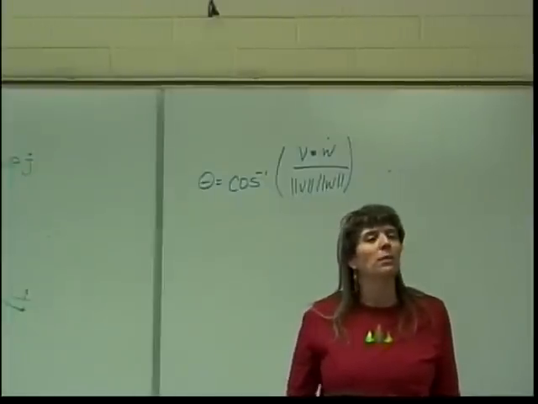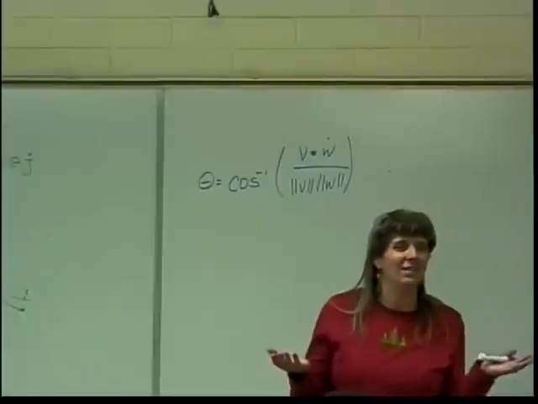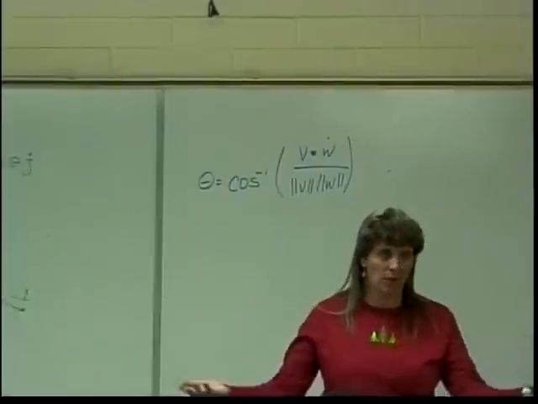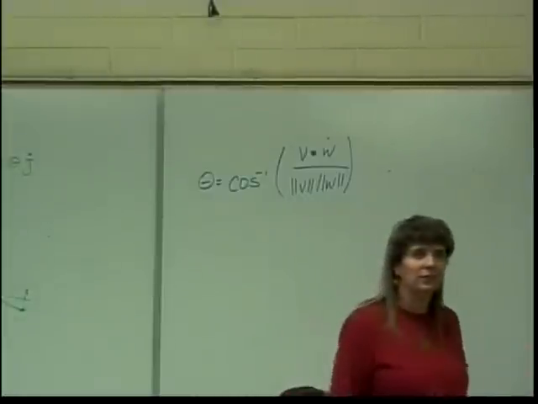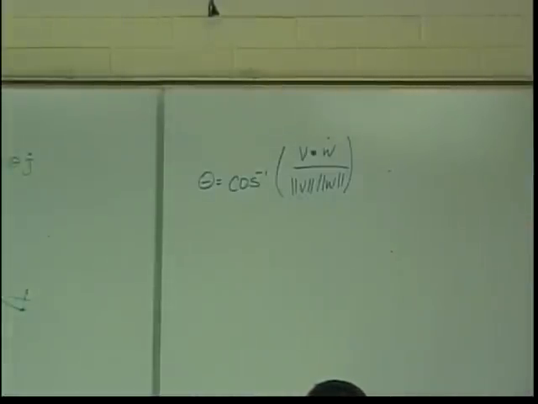That means it can only be between 0 and 180, so when you take your cosine inverse, it's going to pop it out. There's none of this quadrant 3, quadrant 4 stuff. You're all going, oh, thank goodness.